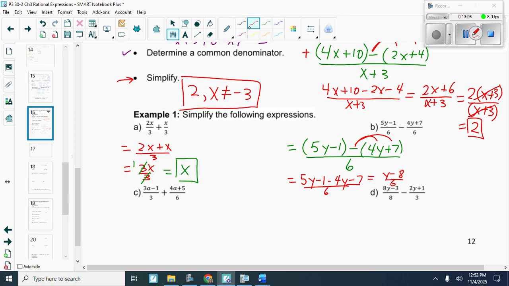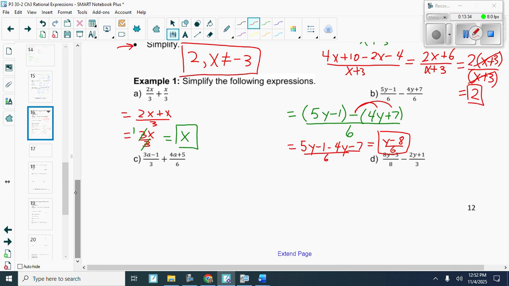Can we simplify that anymore? No, we can't, because we have a binomial on top and just a number on the bottom, so there's no more canceling, there's no more simplifying. And I heard someone whispering over there that there's no restrictions on this one either. You're right, because the denominator is 6. So no restrictions on this one.